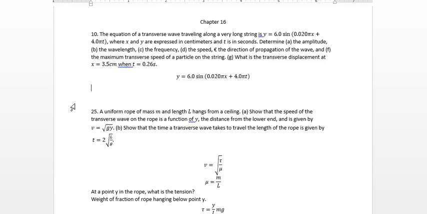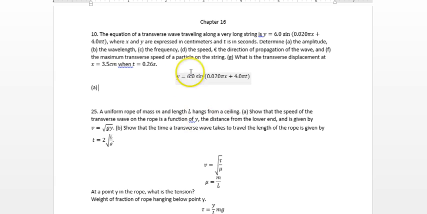Okay, chapter 16, problem 10. Much of this problem is really about just understanding the equation. So here we have the equation for the amplitude of a transverse wave traveling along a very long string. Part A is, what is the amplitude?